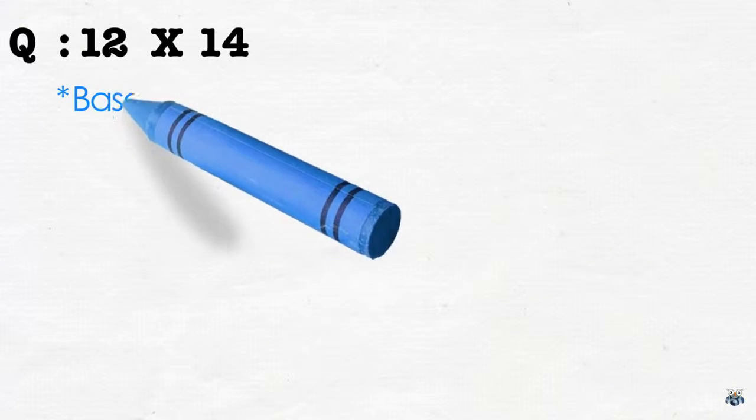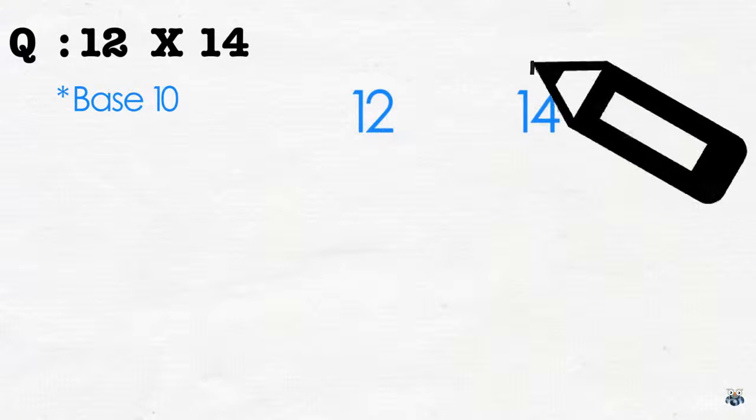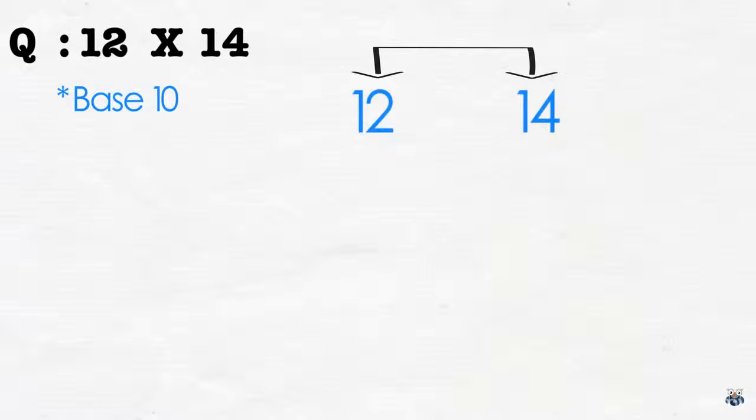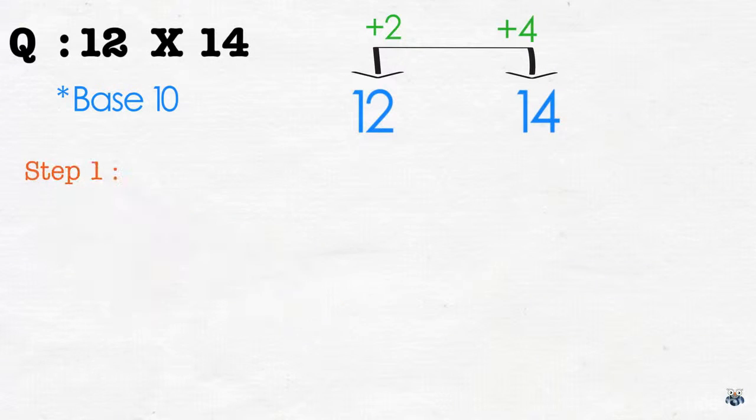With 10 as our base, the first thing we do is look at each number and determine how much bigger or smaller it is from 10. In this case, both numbers are larger than 10. 12 is 2 more than 10 and 14 is 4 more. Let's write this down. Now we add the first number and the second difference number.